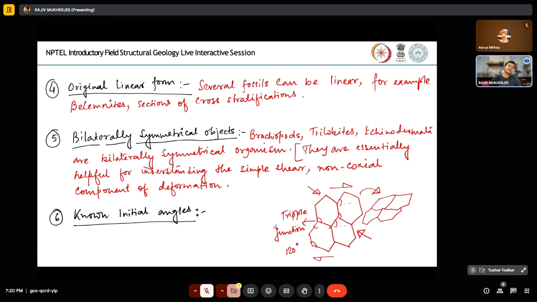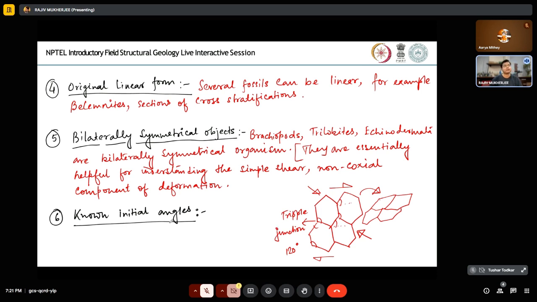So these euhedral grains are such examples of initial known angle which can ultimately provide us some means of calculating the total accumulated strain, which is obviously a combination of both pure shear and simple shear. We cannot just delineate one from the other, but essentially these would help us in understanding the overall strain accumulation in a rock. So this is one feature.